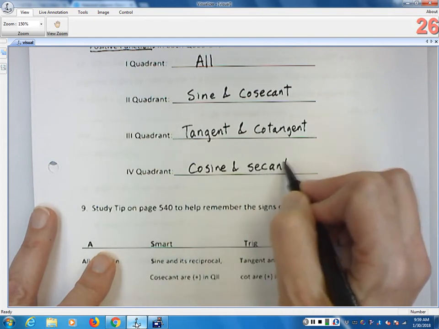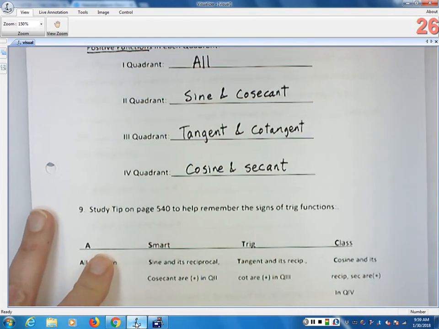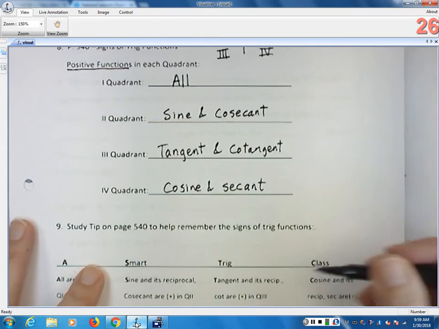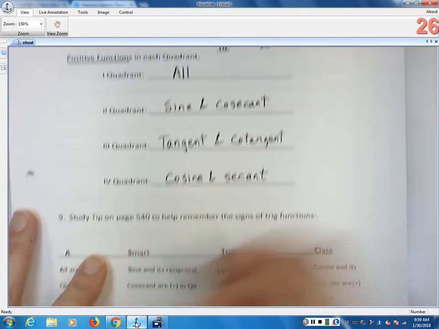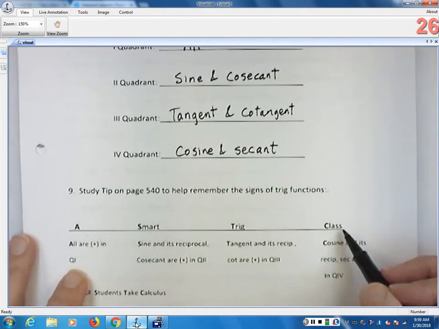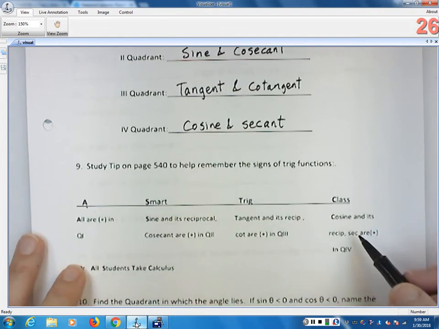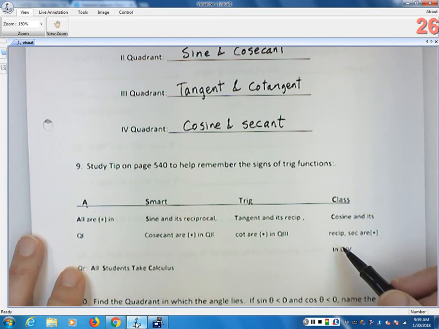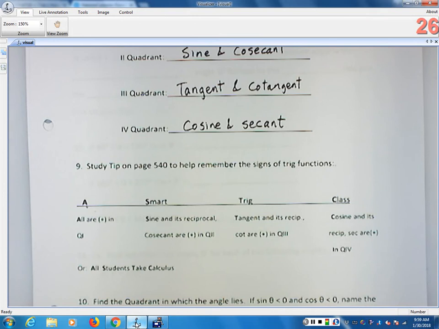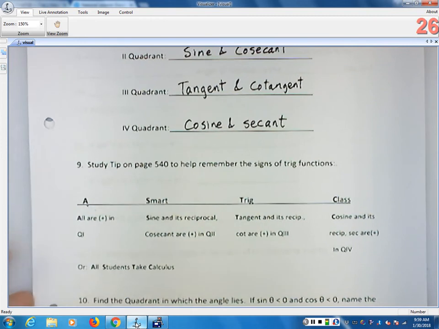I just wrote these out. And you can remember that with "a smart trig class," or "all students take calculus," whatever you want to remember it with. You guys want to be a smart trig class and remember this.